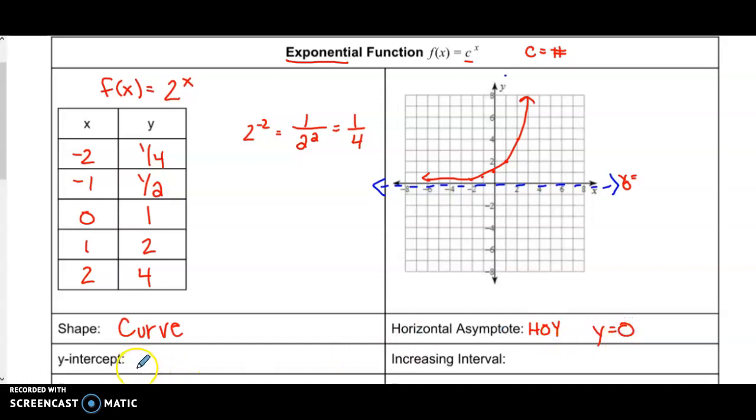All right, y-intercept, it crosses at the point (0, 1). Increasing, we trace. So if I start on the left and I trace, I'm going upward the whole entire time. So the whole entire thing is increasing from negative infinity all the way to infinity.